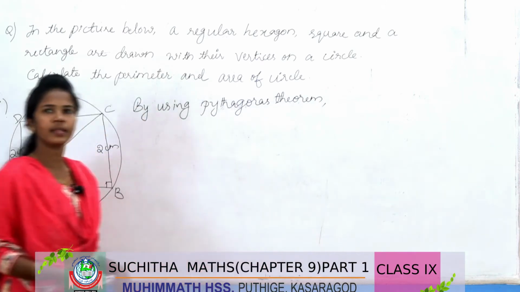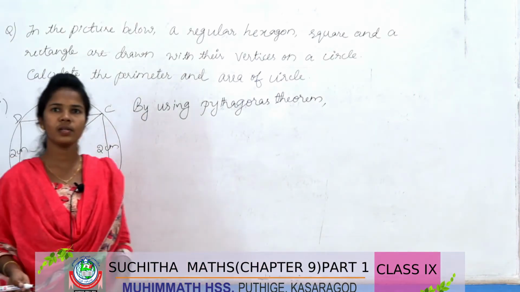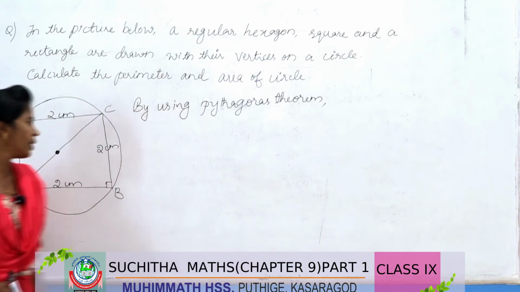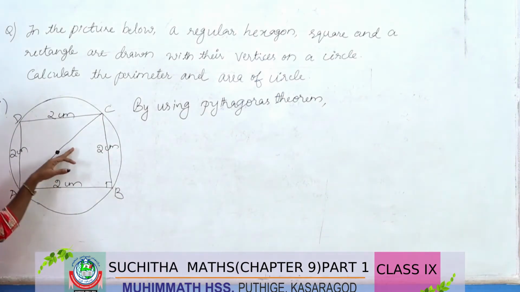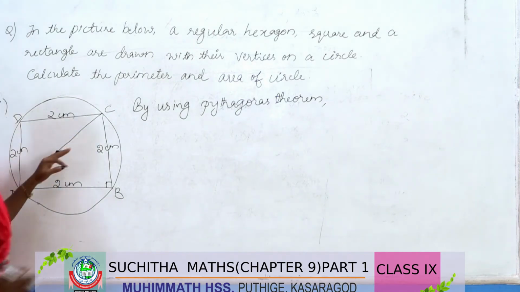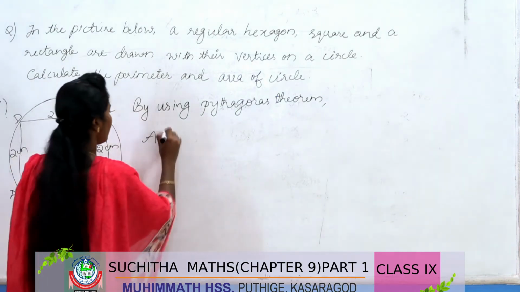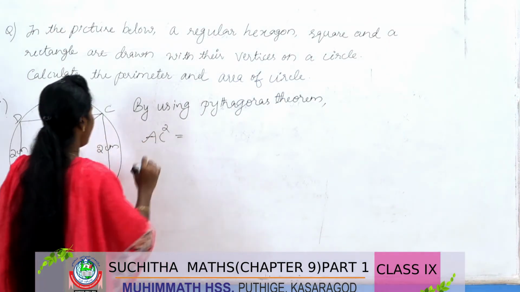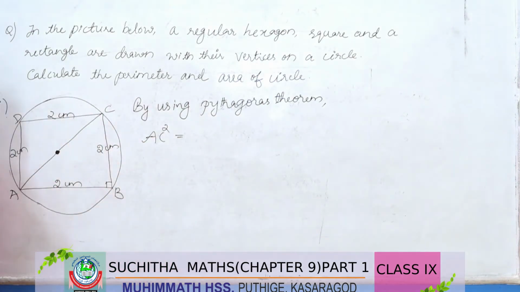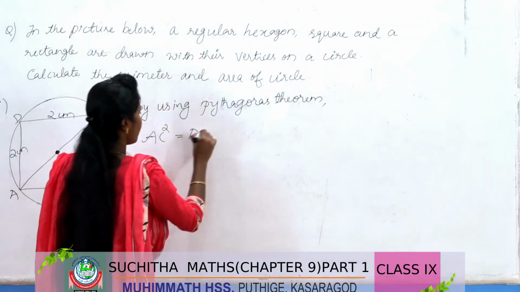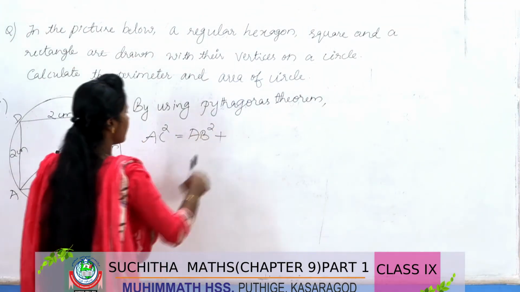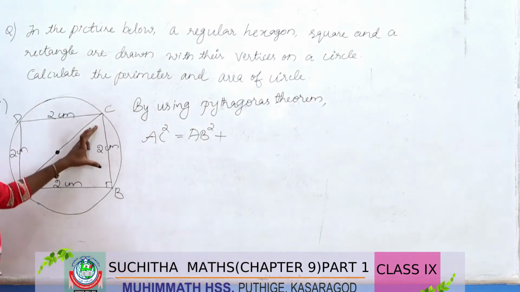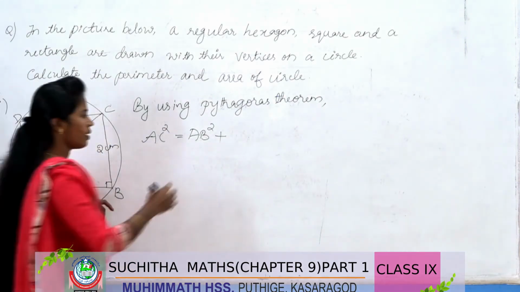By using Pythagoras theorem. What is Pythagoras theorem? It's hypotenuse square equal to base square plus altitude square. So here hypotenuse is AC, that is AC square equal to base square. Base is AB, that is AB square plus altitude, that is height. Height is BC square.